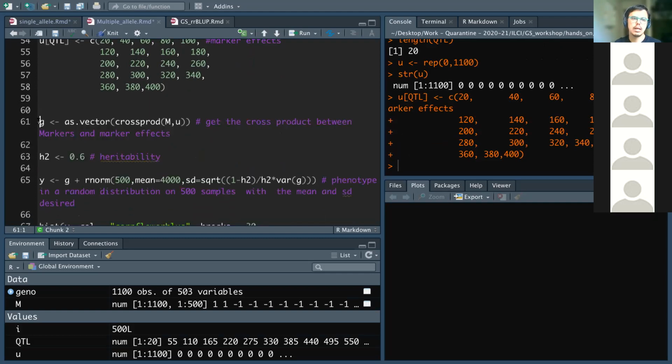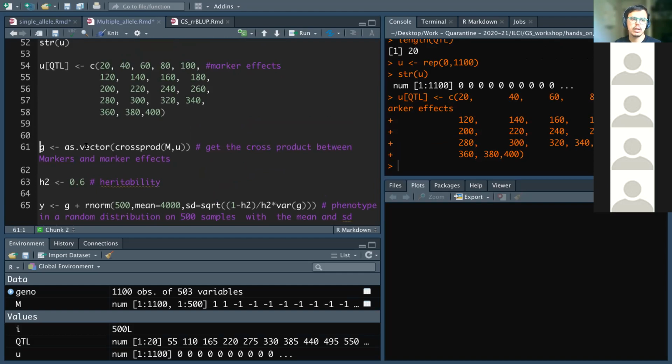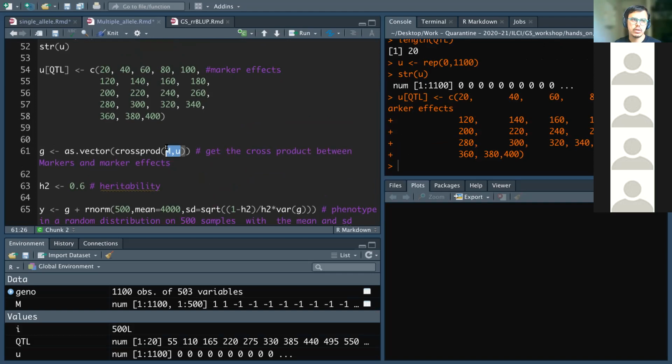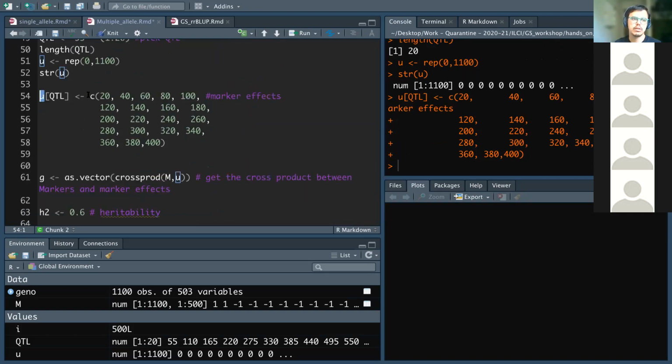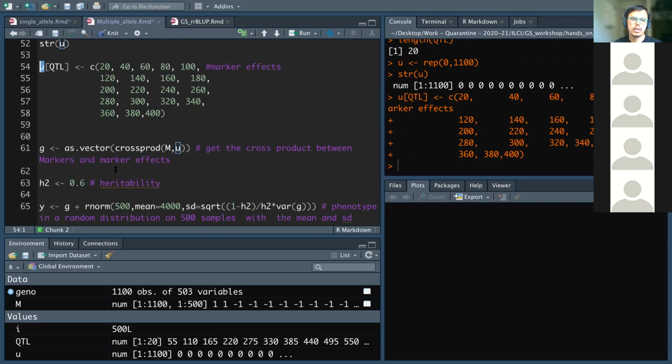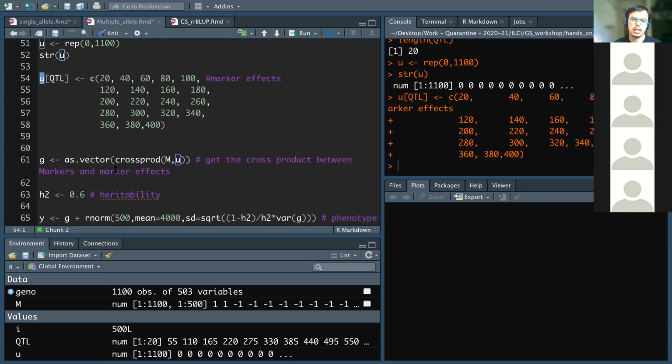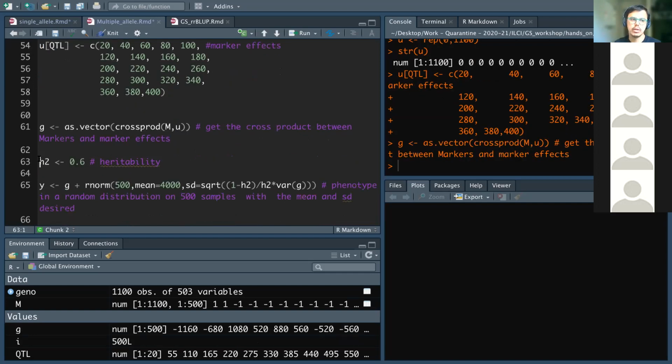So then what we are going to do here is the cross product between the molecular markers and the effect of the QTLs. As we define with these two commands, the position and the effect of the QTLs, we're going to produce the effect between those markers and the QTLs in the population. And we're going to use a heritability of 0.6.